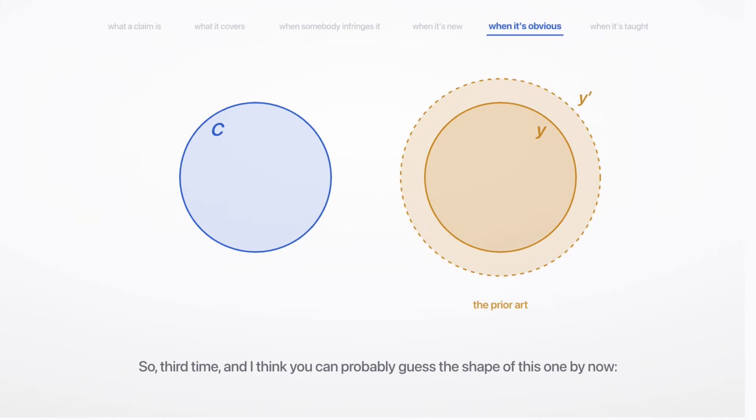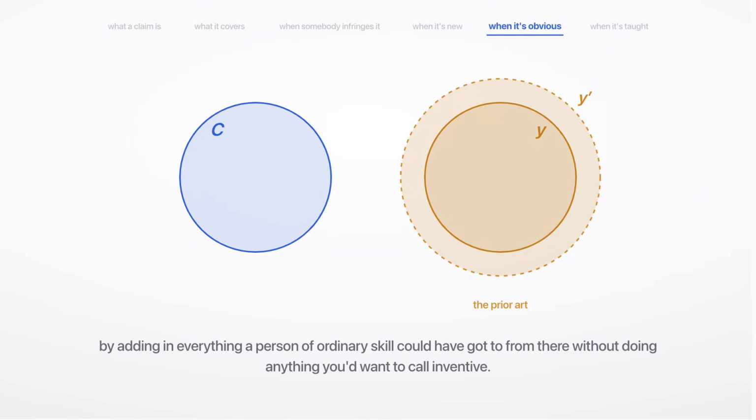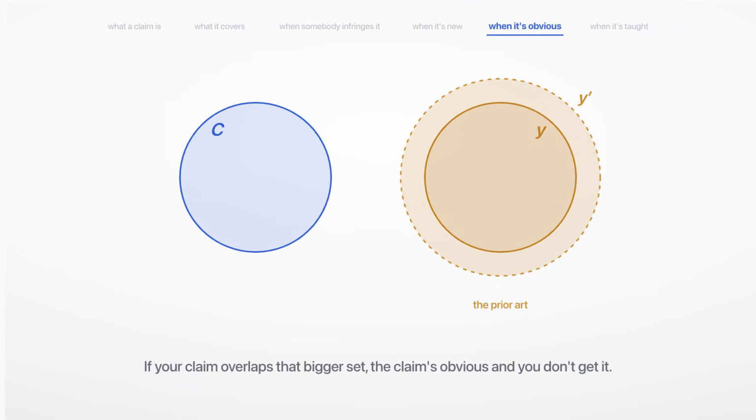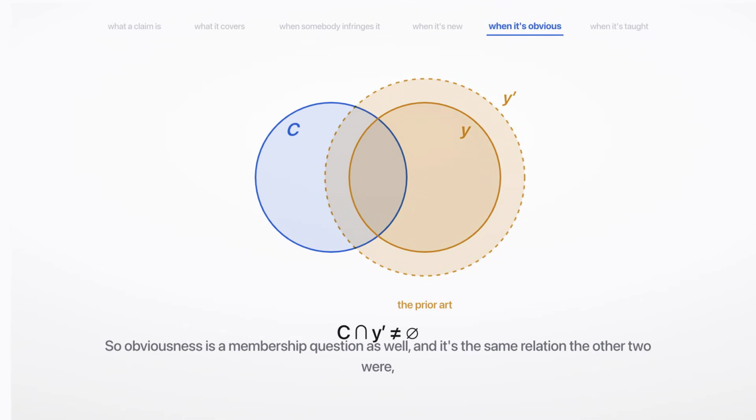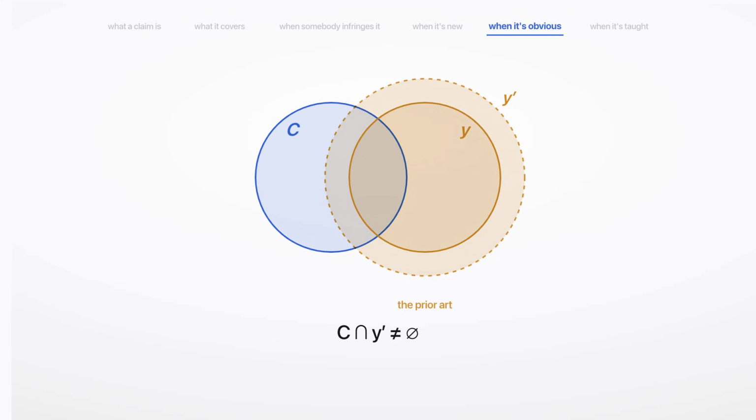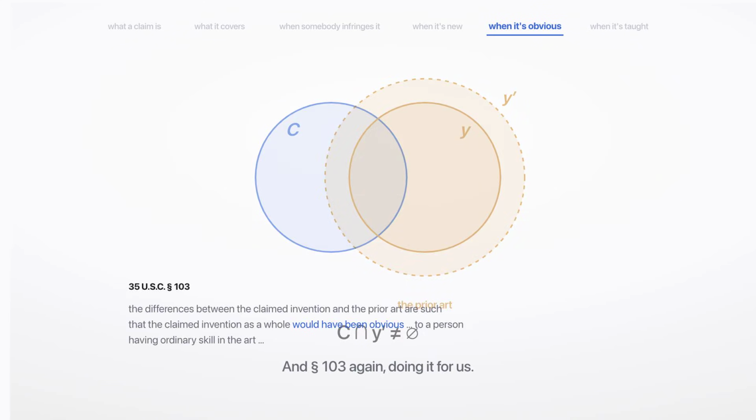So, third time, and I think you can probably guess the shape of this one by now, take the prior art and grow it by adding in everything a person of ordinary skill could have got to from there without doing anything you'd want to call inventive. If your claim overlaps that bigger set, the claim's obvious and you don't get it. So obviousness is a membership question as well, and it's the same relation the other two were, asked about a bigger set. And section 103 again, doing it for us.